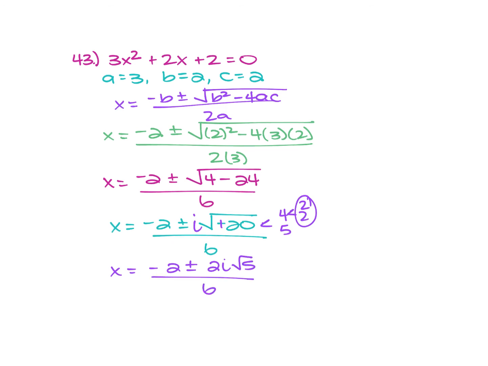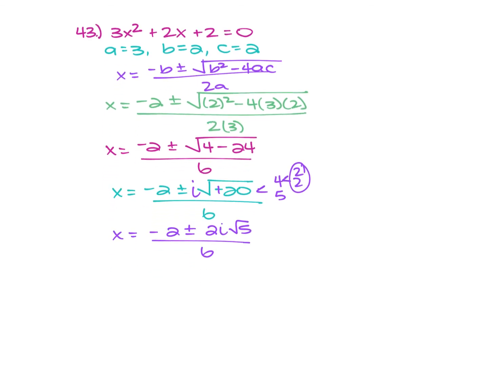Now, you have to make sure that this is in simplest form. So look at the negative 2, the 2i, and the 6. So really, anything that's not underneath the radical. Do they share a common factor other than 1? They do. They're all divisible by 2. So this negative 2 becomes a negative 1. This 2i becomes a 1i. And this 6 becomes a 3. So that gives us an answer of negative 1 plus or minus i square root 5 all over 3.